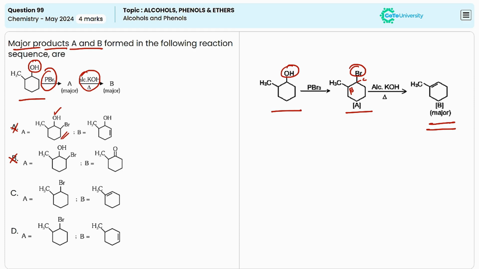In option C, the product A is the substituted product and B is an alkene. So these are the major products in the reaction. Option C is correct. In option D, the first product is correct, but the second product is wrong, because in the second product, the bromine and hydrogen should be eliminated from adjacent carbon atoms, so the double bond cannot come here. So here the answer is option C.